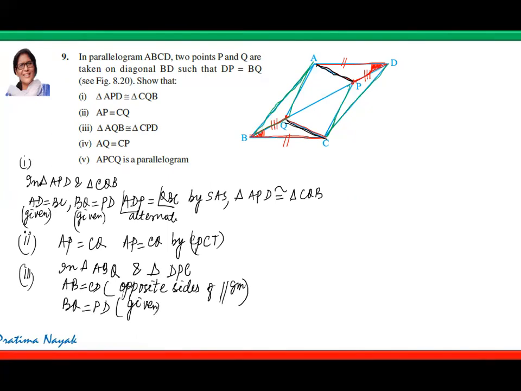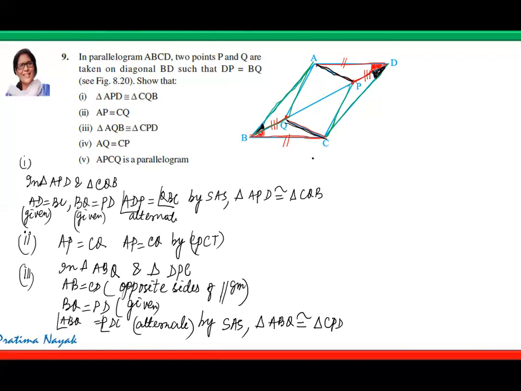Two sides we got. Last is we'll get one angle. Which angle will I get? This angle is equal to this angle, alternate angles. So angle ABQ is equal to angle PDC. Alternate angle. So by SAS congruency, triangle ABQ is congruent to triangle CPD.